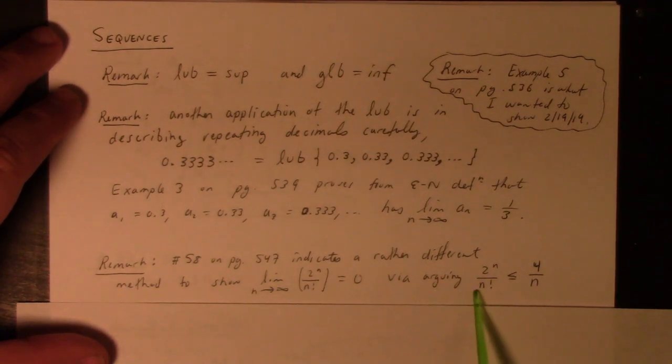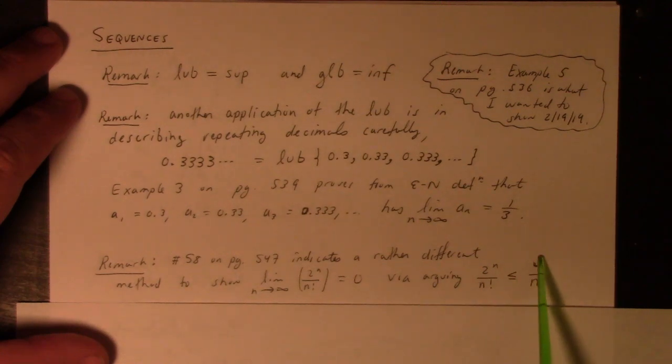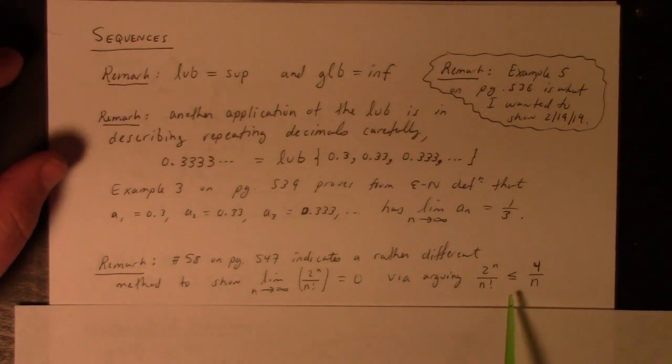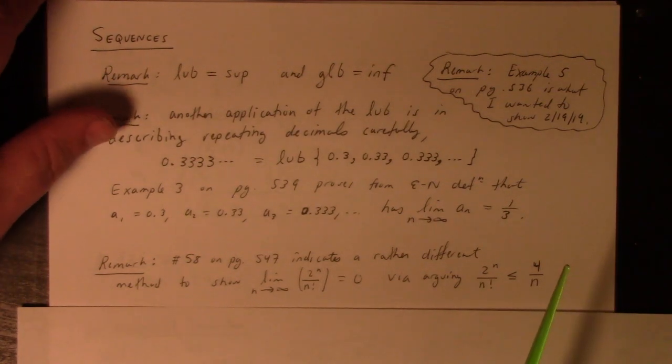But you could also argue directly by a squeeze theorem argument if you could prove this estimate, that 2 to the n over n factorial is less than or equal to 4 over n. Now, perhaps that's not obvious. We can talk about that another day, why that's true. Okay, I'll talk to you guys about that in person. But I thought I should mention that that's another way we could approach that problem.